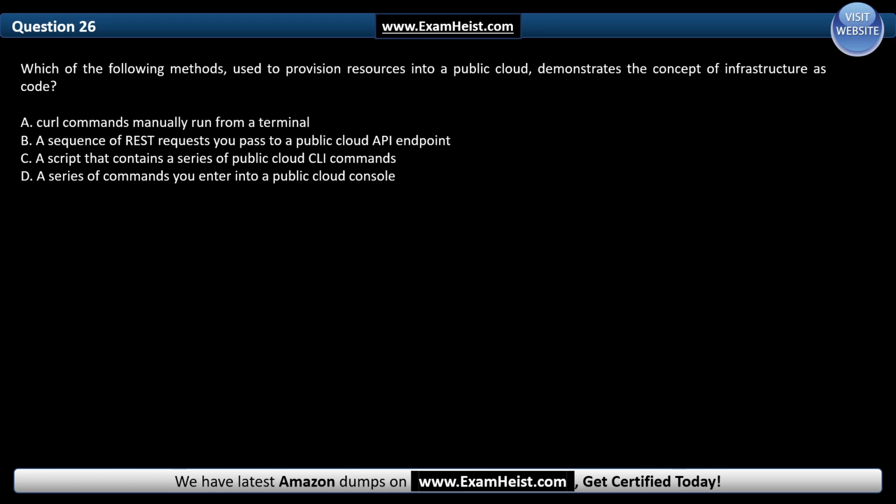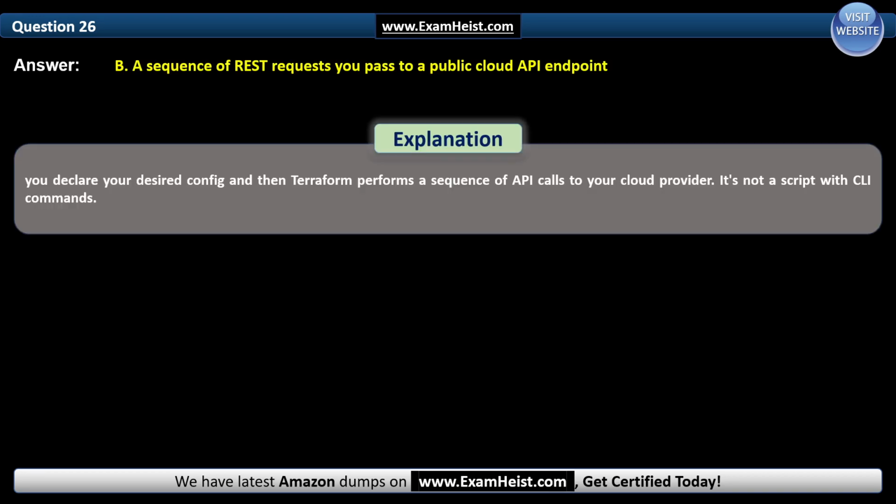Question 26. Which of the following methods used to provision resources into a public cloud demonstrates the concept of infrastructure as code? The correct option is B. A sequence of REST requests you pass to a public cloud API endpoint. You declare your desired config and then Terraform performs a sequence of API calls to your cloud provider. It is not a script with CLI commands.